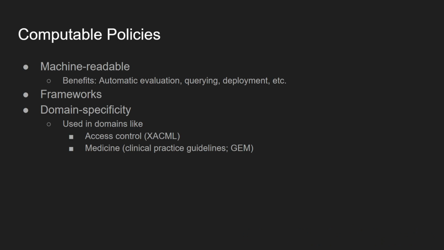Computable policies, on the other hand, refer to encoding policies such that they are machine readable. Machine readable policies often introduce many benefits, such as automatic evaluation and querying. To ensure machine readability, frameworks are used, and those frameworks are often made with specific domains in mind. Examples being clinical practice guidelines with GEM and access control policies with XACML.